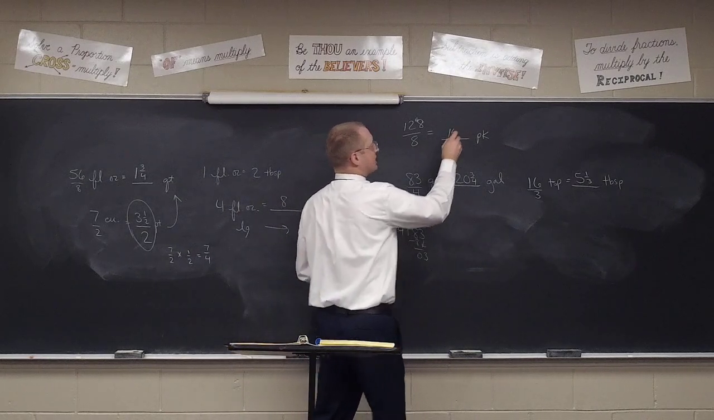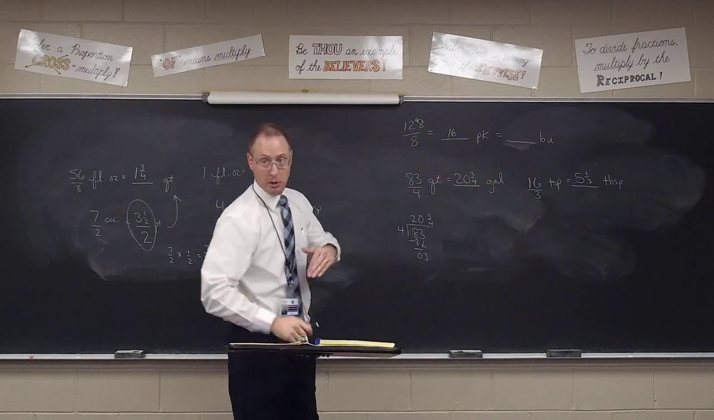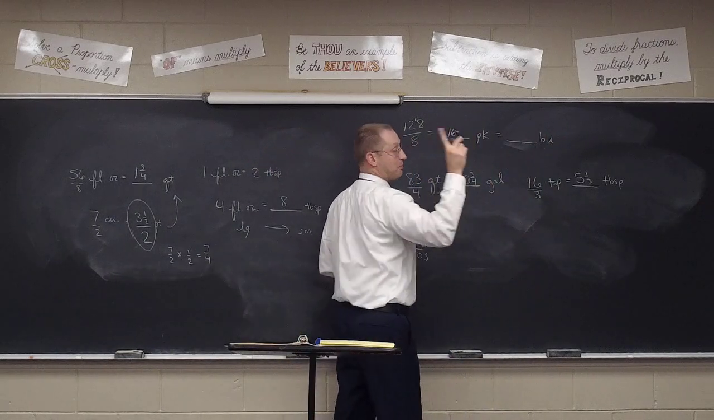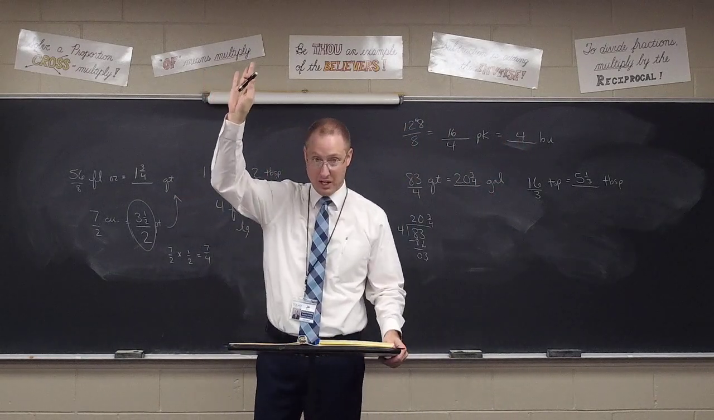Okay, so that gives us 16 pecks. But again, we don't want pecks, we want bushels. How many pecks in a bushel? 4. Divide by the 4, we end up with 4 bushels. How many had 4 bushels for your answer on number 26?